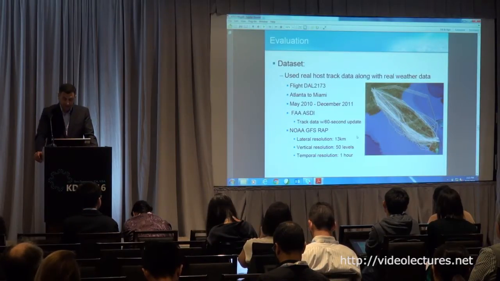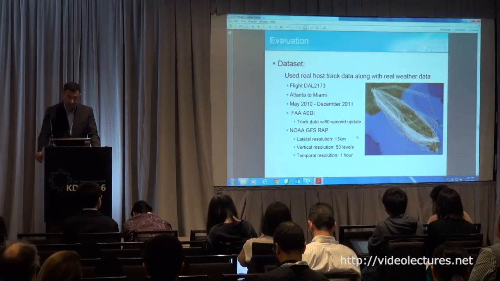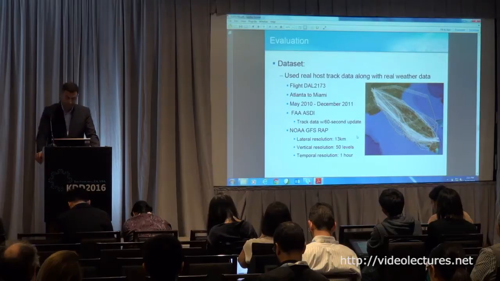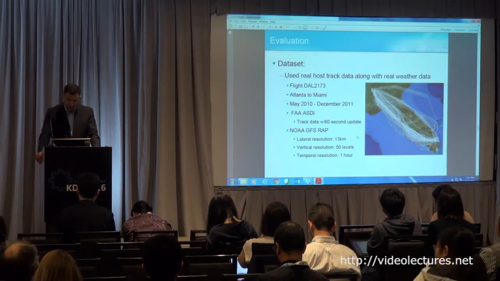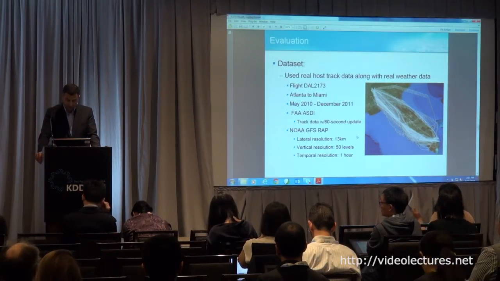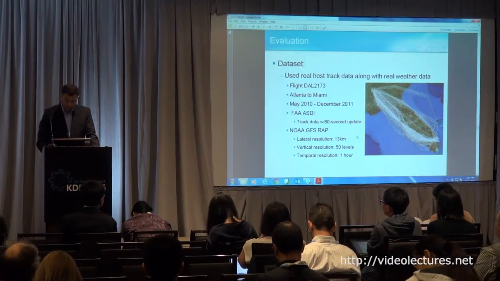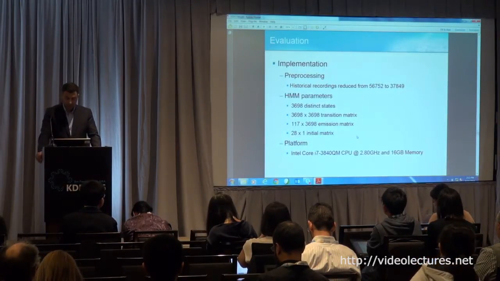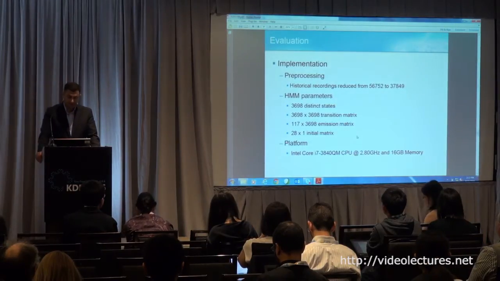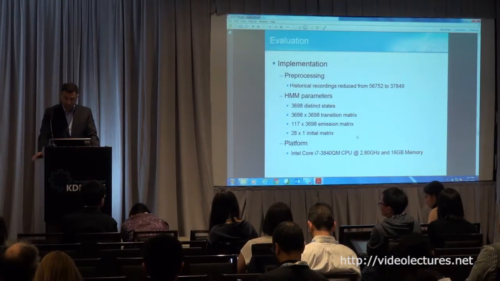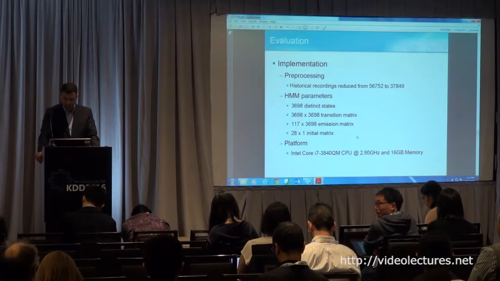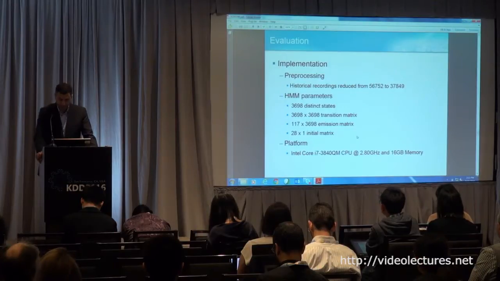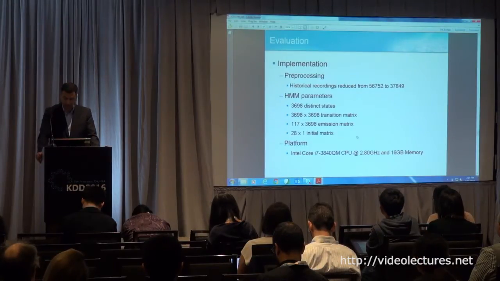And for the trajectory data, we used track data with 60-second update. And then for the weather, as I mentioned, we used a rapid update cycle of NOAA with a lateral resolution of 13 kilometers, vertical resolution of 50 levels, and temporal resolution of 1 hour. Data cleaning eliminated plenty of data points. So the historical recordings reduced from 56,000 some points to 37,000 some points.